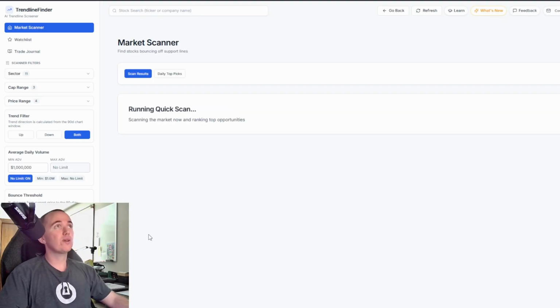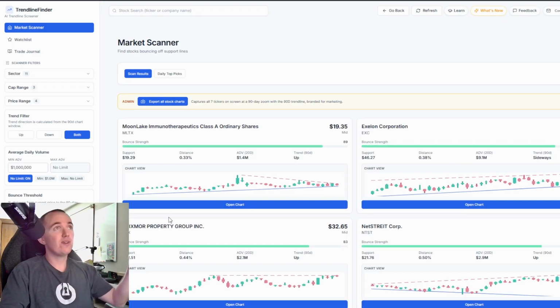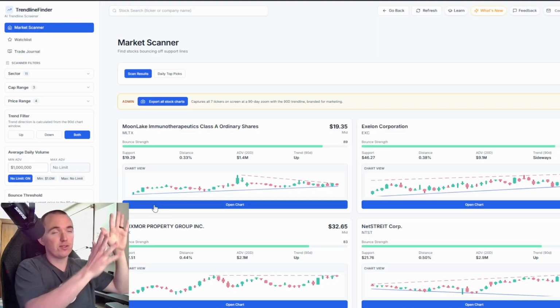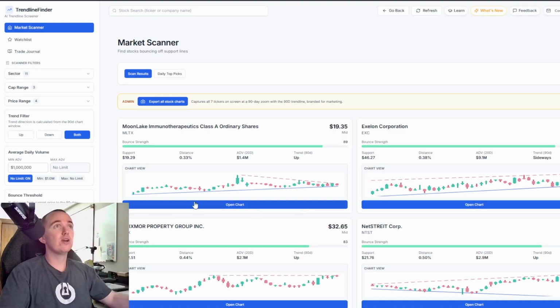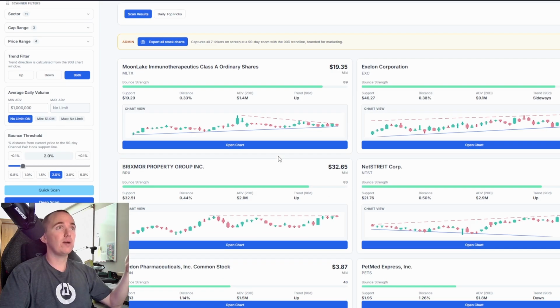So we're going to do a quick scan here. And depending on what's going on in the market, there's a chance that you don't find any stocks that are inside of all of these different filters that we've set here. But as you can see here, we have a couple different options right at the top.